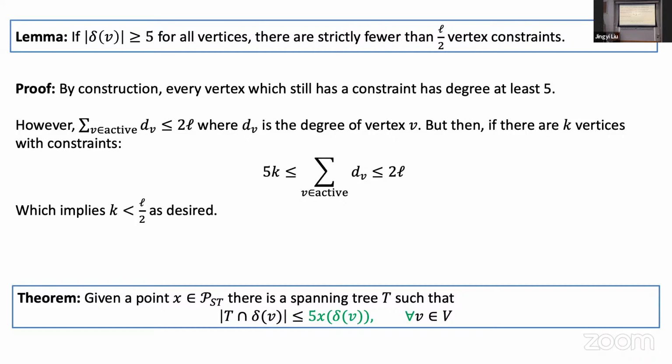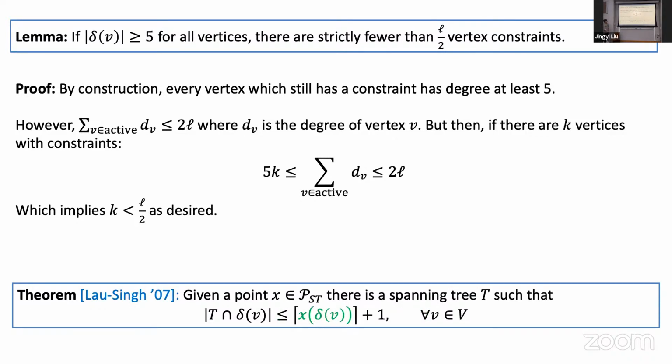I think it's really nice. And it can be strengthened a bit. This is a result from Lau and Singh: if you have a point x in the spanning tree polytope, you can round it to a spanning tree of no greater cost than x, and you violate all these vertex constraints by at most an additive 1. You just tighten up the proof a bit, and you get this. Okay.